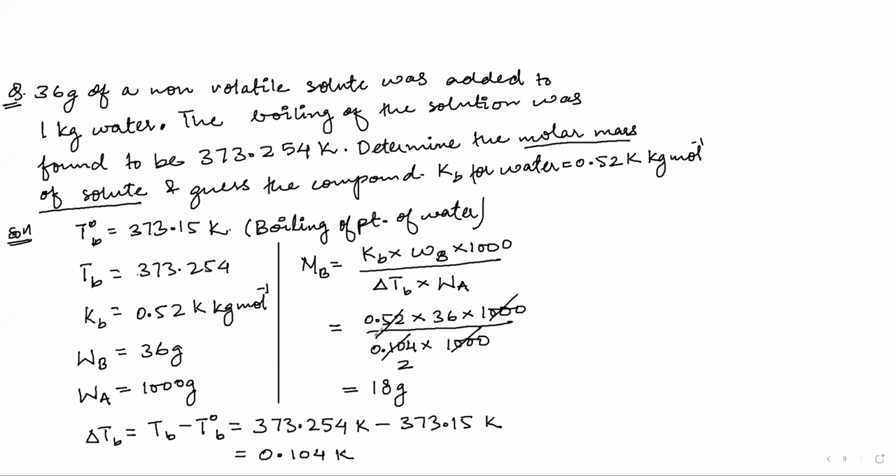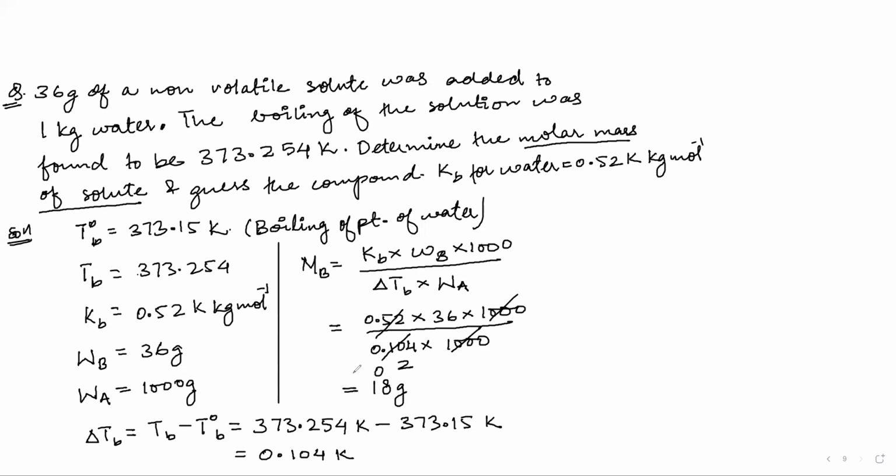36 grams of non-volatile solute was added to 1 kg of water. The boiling point elevation is 0.2. Students confirm, "Sir, I am also getting 180." I made it such a way that it should be 180. Yes, it is 0.2, not 0.14 cut with 2. It should be 0.2.